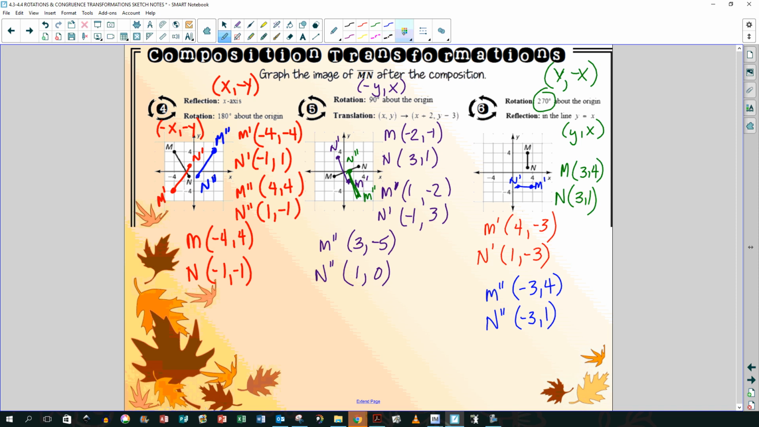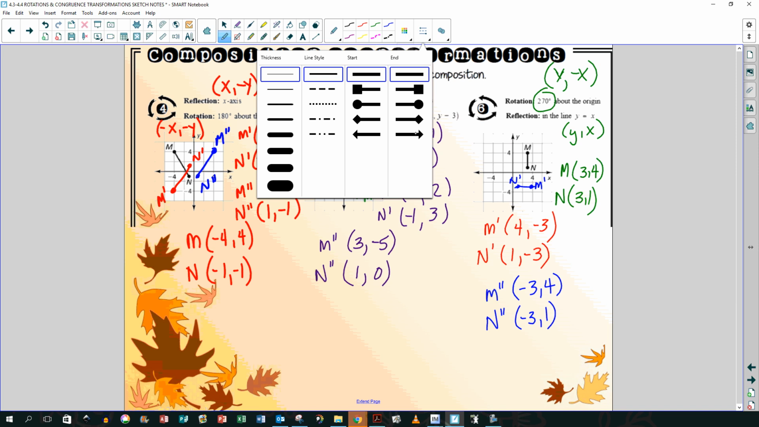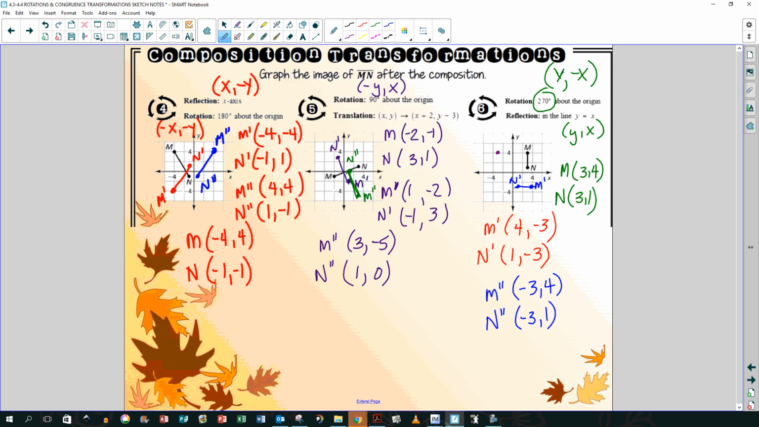And then we're going to flip over the parent function. So -3, 4. So there's m double prime. So from here, it goes up to here. And -3, 1. So there's n double prime. And there's your reflection. So you reflect it over this line that goes through here, that way.